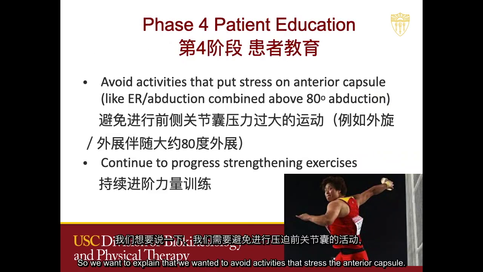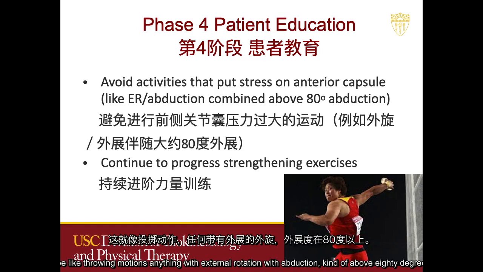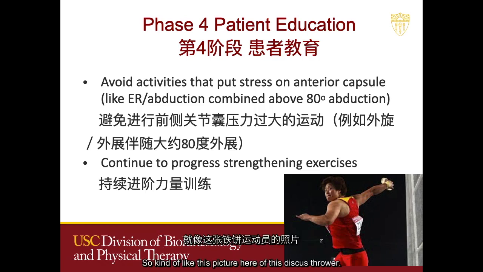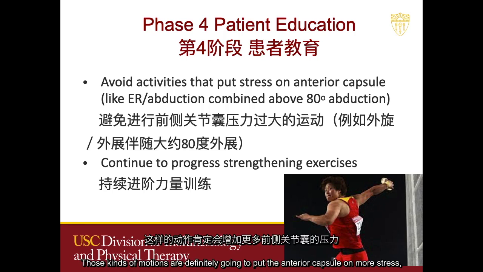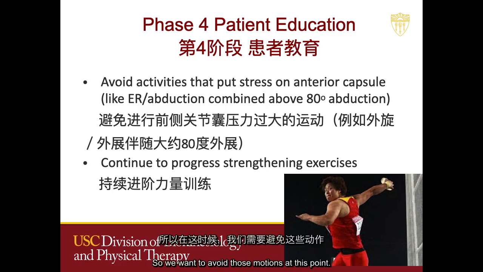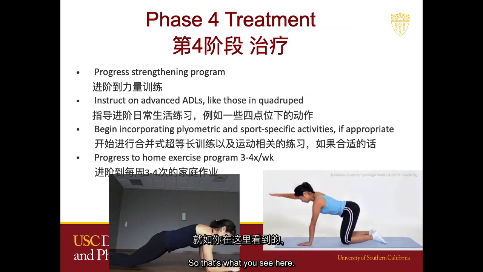We want to explain that we want to avoid activities that stress the anterior capsule. Basically that's going to be throwing motions, anything with external rotation and abduction above 80 degrees of abduction, like this picture here of this discus thrower. Those kinds of motions are definitely going to put the anterior capsule under more stress, and they're more likely to dislocate. So we want to avoid those motions at this point, but we're going to continue strengthening exercises. That's what you see here.